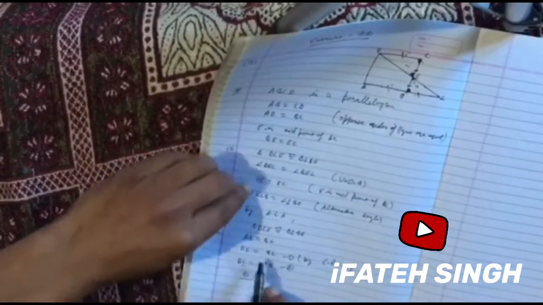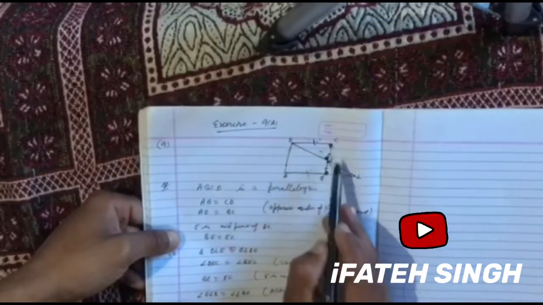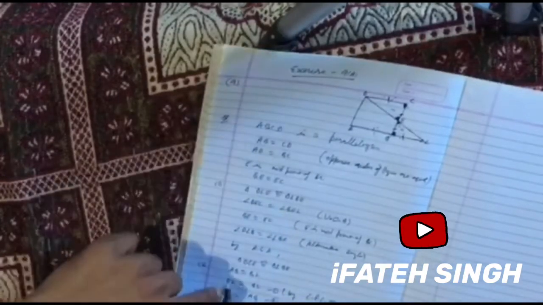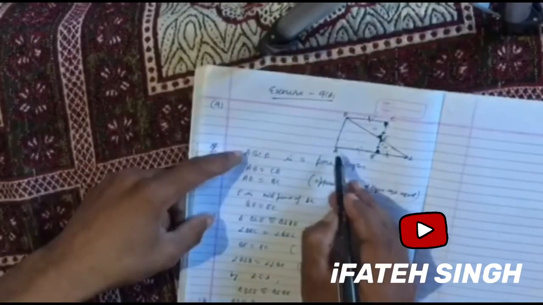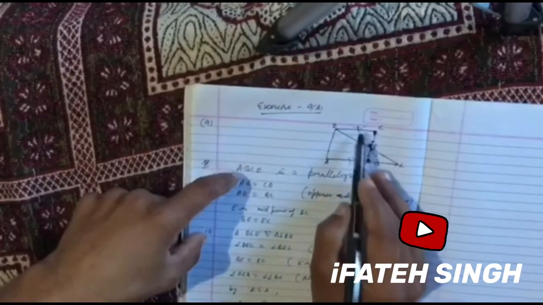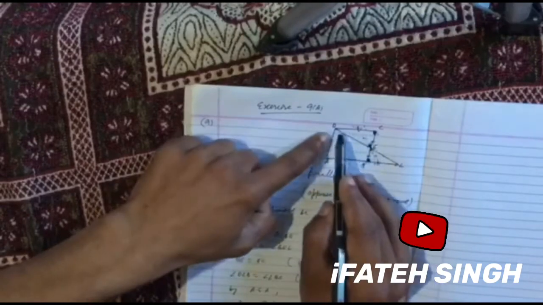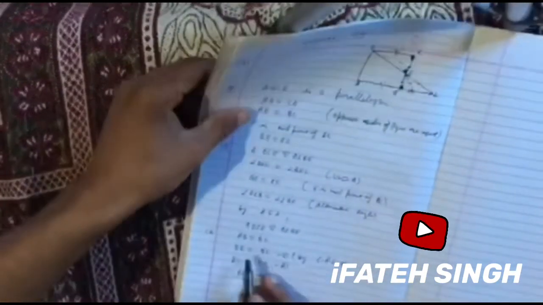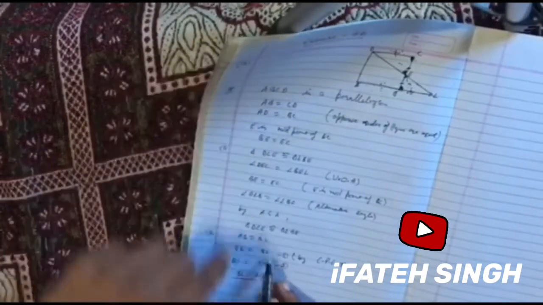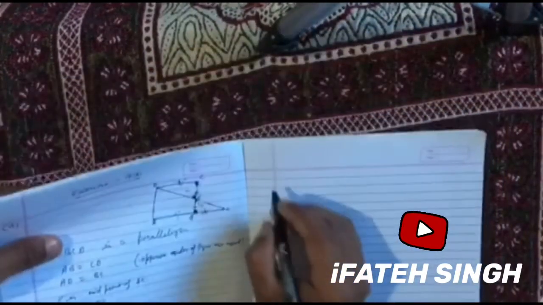Repeat it. Because these two triangles are congruent, it means DC is equal to BL. This is the first part, DC is equal to BL. Second part, AB is equal to DC. Its reason is that it is a parallelogram, opposite sides are equal. DC is equal to BL, DC is equal to AB. Left hand side is equal, therefore right hand side is equal.